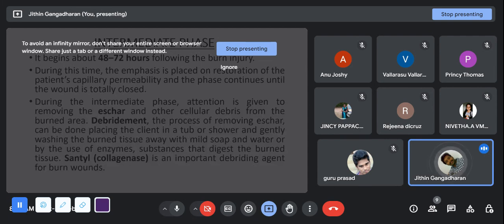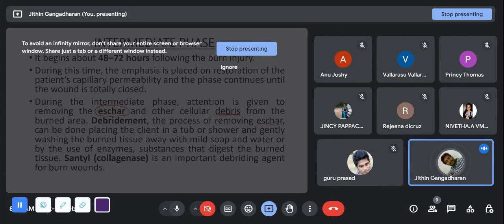Now we want to know some terms here. During the intermediate phase, attention is given to removing the eschar and other cellular debris. Then the debridement process. What is debridement? Debridement is a process where you remove the eschar.